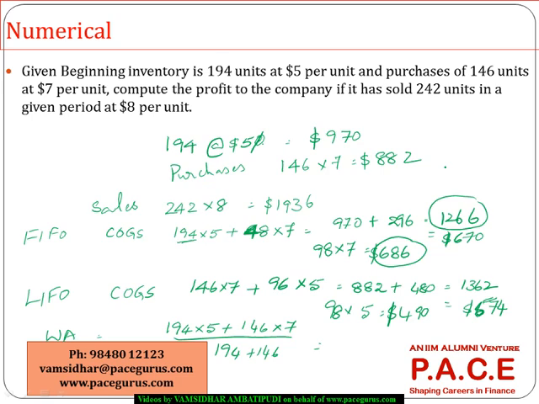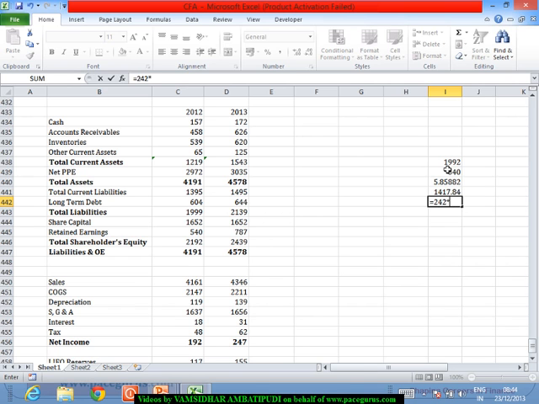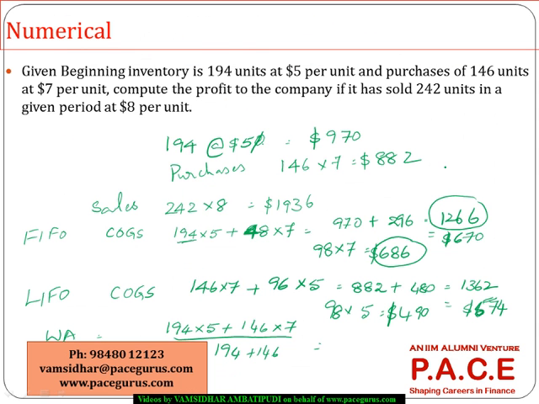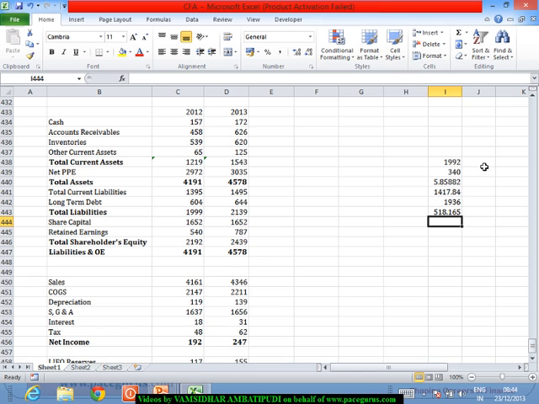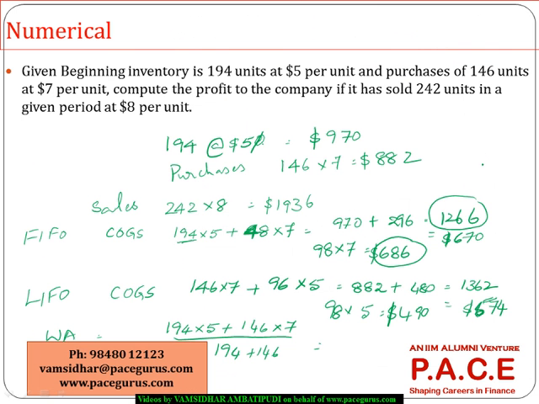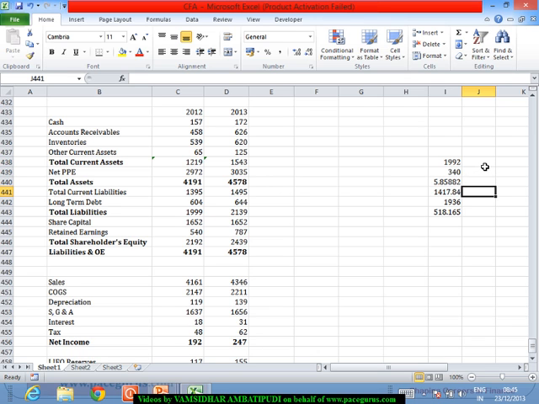The revenues are 242 into 8. These are the revenues. So the profit is going to be 1936 minus 1417, working out to 518. Now let's see, did we do something wrong with the FIFO method? The FIFO method, the cost of goods sold.